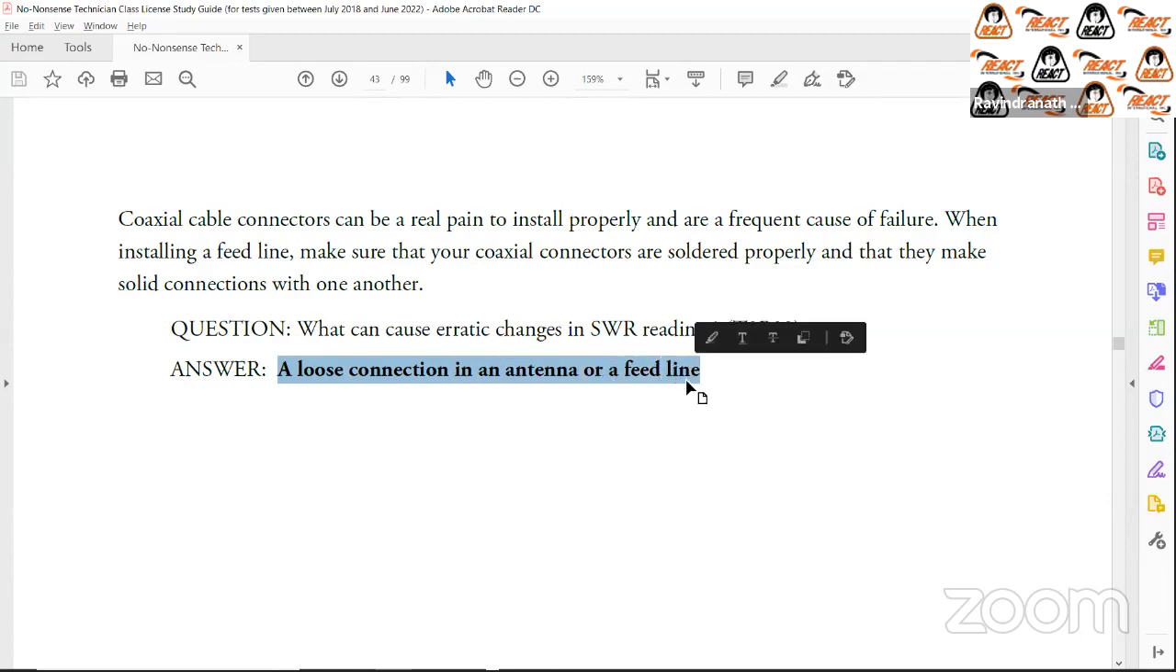The answer is a loose connection in an antenna or feed line. So if your coax connector, like the PL259 or the N-type connector, is loose, you can see fluctuations in your SWR. So that's one of the ways that you can tell you have a poor connection. Yes, Anthony, thanks for the question.